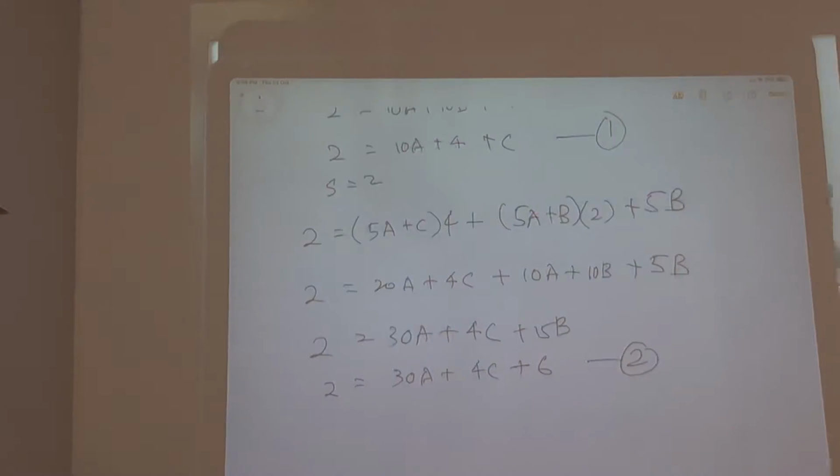The reason why I expand this one is I must assume an S value in order for me to solve A and C. So when I have equation 1 and equation 2, right? If I solve it, these two equations only have A and C. I can solve it, right? Two equations, two unknown, I can solve it. If you solve it, right, you should get A equal to minus 0.4. And then C equal to 2. Okay?